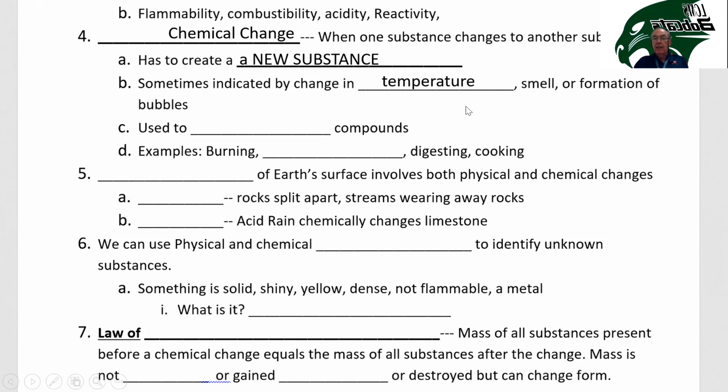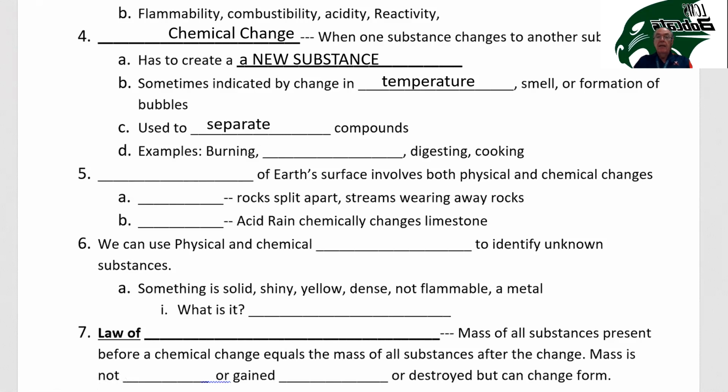Sometimes chemical changes are indicated by a change in temperature. Okay, and that's actually a big one. All the time, there's a change in temperature when there's a chemical change. Things get hot or cold, like the wood, or when you digest food, that's a chemical change. Okay, and you get warm, or it might change smell, or it might form gas or bubbles. So, like when you put hydrogen peroxide on the cut, that's a chemical change. It bubbles and it actually gets hot and it burns the germs.